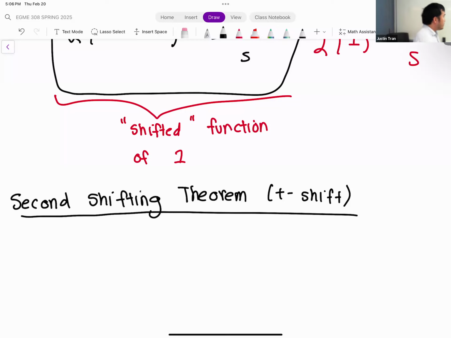Okay. So before we go over the second shifting theorem, let's review our first shifting theorem. The first shifting theorem is sometimes called an S shift. Okay.